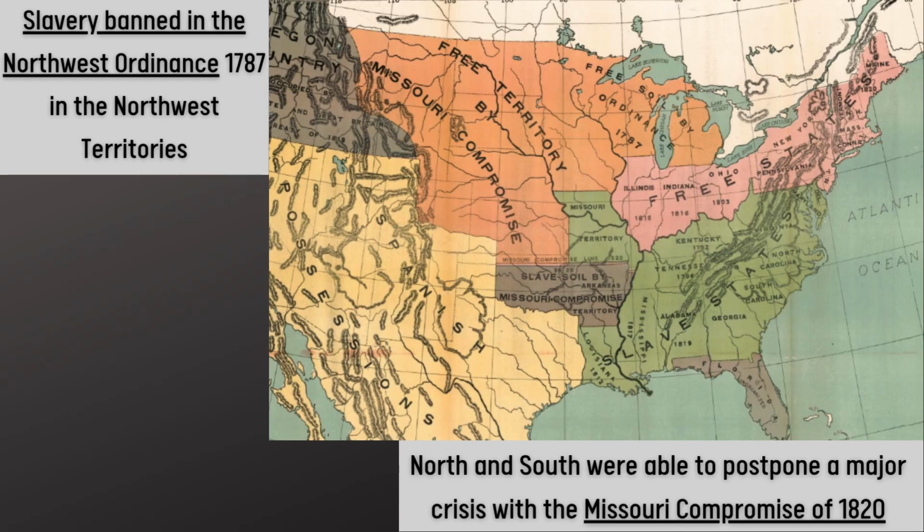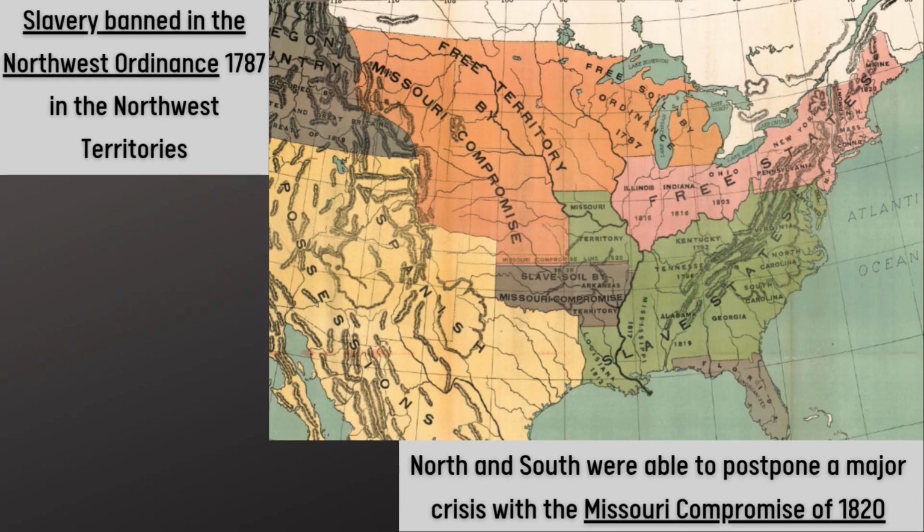Now, moving forward to the Missouri Compromise of 1820. It was a critical moment in American history. It allowed Missouri to enter the Union as a slave state and Maine as a free state, maintaining a balance between slave and free states. This compromise was crucial in postponing a major national crisis over the expansion of slavery.